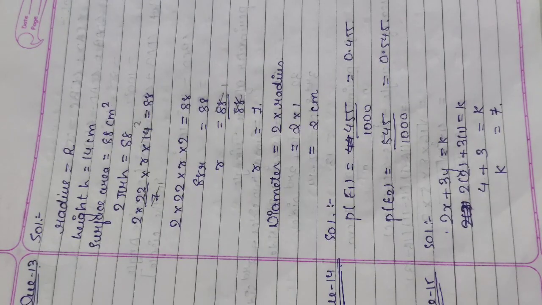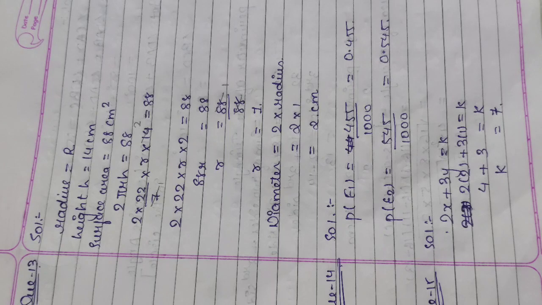Now guys, you can see here the solution of question number 13. Radius, height, surface area are all given here. Only the radius is not given. So the total surface area is equal to 2 pi r h, which is equal to 88 centimeter square, as given. All things are written in, and I did nothing, only multiplied. So you can understand this question easily. Now I am going on to question number 14.